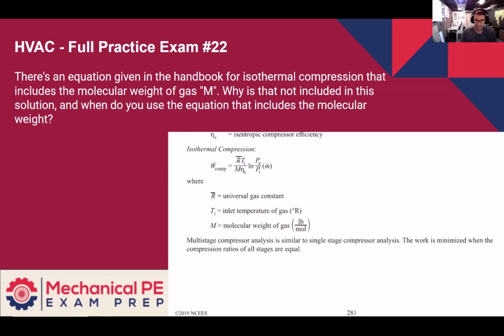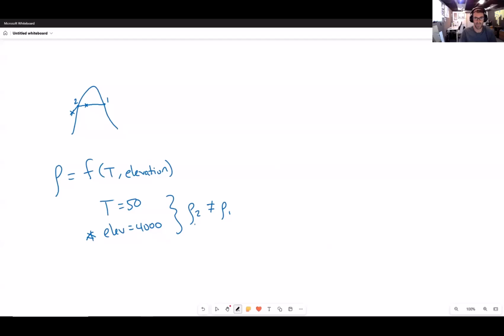But the question really comes down to why in my solution I just used R, and in this equation it's R bar over M. And the answer comes down to the distinction between the universal gas constant and the specific gas constant. So we probably covered this at one point, but if you forgot, that's totally okay.